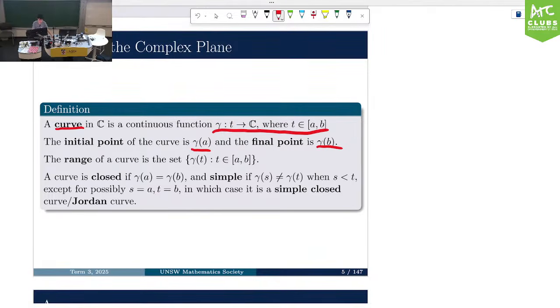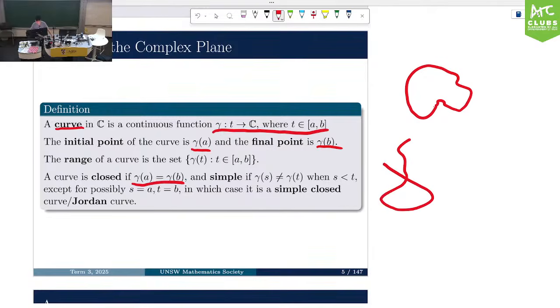The curve is closed if the initial point equals the final point, or just gamma a equals gamma b. And it's simple if it never touches itself. For example, if you have a curve like this, it's simple. But if you have a curve which intersects itself, let's say this, it's not simple because it touches itself here. In our syllabus, we're usually more interested in simple curves.